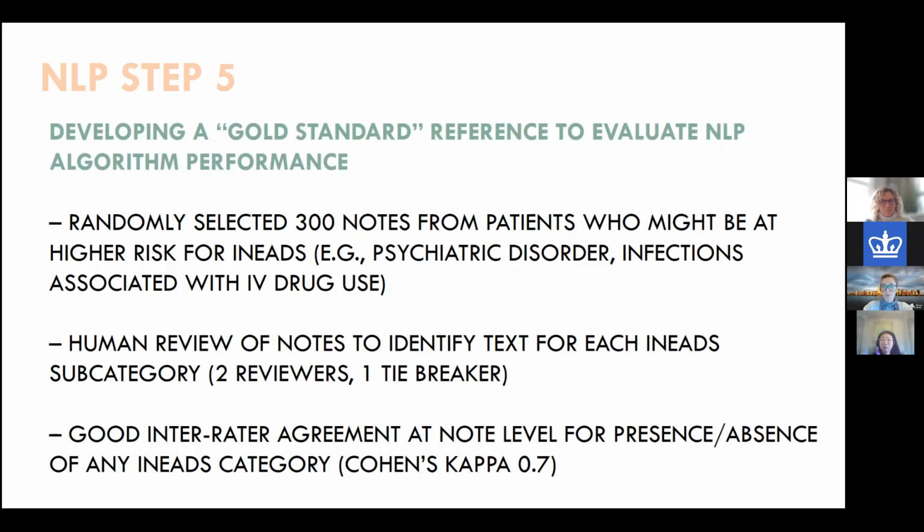Then we did a human review of those notes to identify text for each of the subcategories that we identified. And don't worry, I will be telling you what those subcategories are in a subsequent slide. So we had 2 reviewers review each note, and we had 1 tiebreaker if needed. In the end, we found that our human system did have pretty good intra-rater reliability at the note level for determining presence or absence of an INEADS category. So if 2 of us were looking at the note, we had a pretty good match of feeling that the person either did or did not have a specific subcategory.